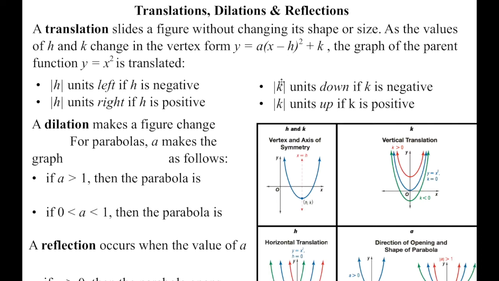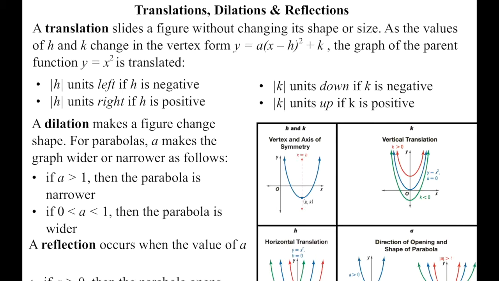A dilation actually makes the figure change its shape, and the variable a makes the graph wider or narrower. So if we have a value of a, so if there's a number in front of this x minus h squared term, if that number is a whole number bigger than 1, that makes the parabola get narrower, just the opposite of maybe what you might think. It makes it thinner or narrower. But if the number is a fraction or a decimal between 0 and 1, greater than 0 but less than 1, it actually makes it get wider.